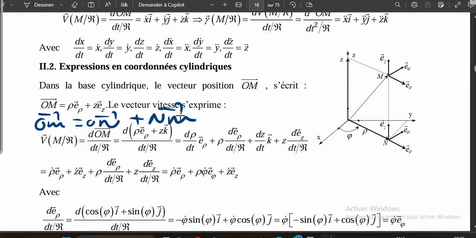I've explained how to find OM. So the only question that I'm going to ask you is: determine le vecteur de position OM, le vecteur vitesse V et l'accélération gamma de la base cylindrique. That is how the exam, even the one that you're going to find, is going to come. So they expect you to know all the notations.